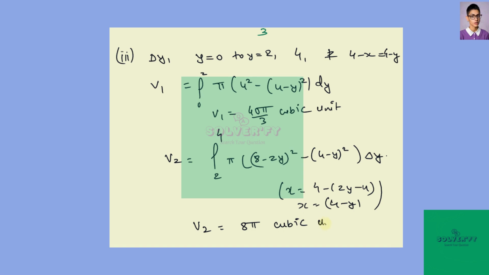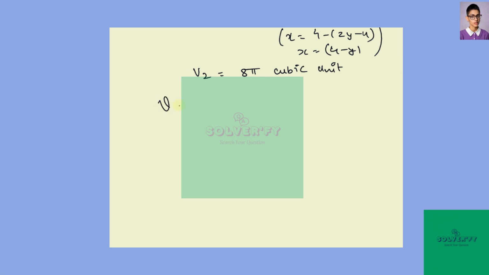As we did in our previous part, by adding these two values we get our volume V equals V1 plus V2. So we have 40 pi by 3 plus 8 pi. On calculating this, we have our required volume V equals 64 pi by 3 cubic units.